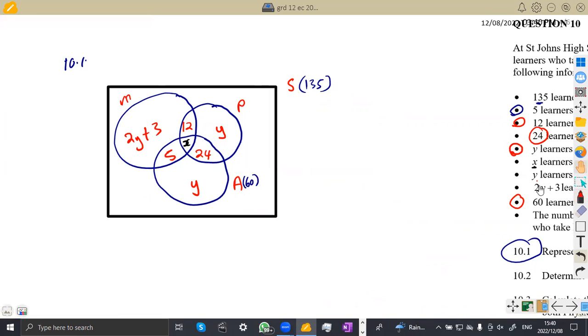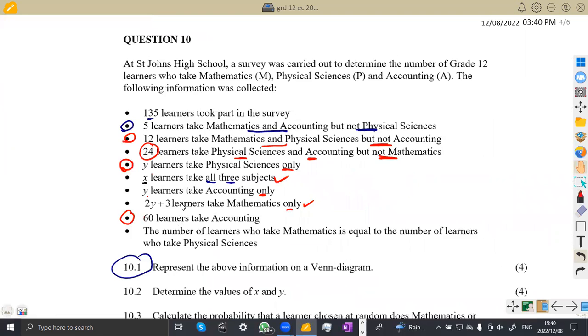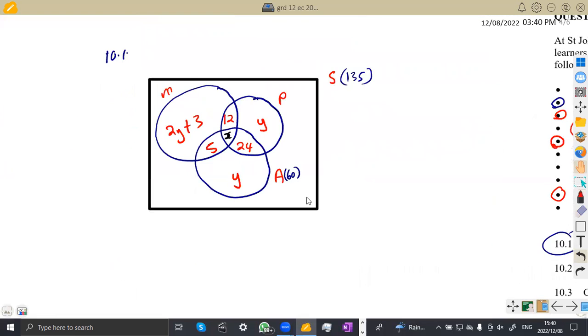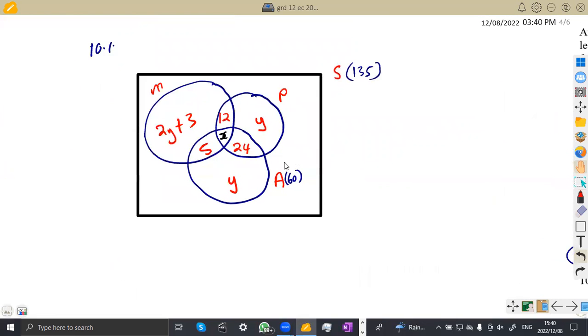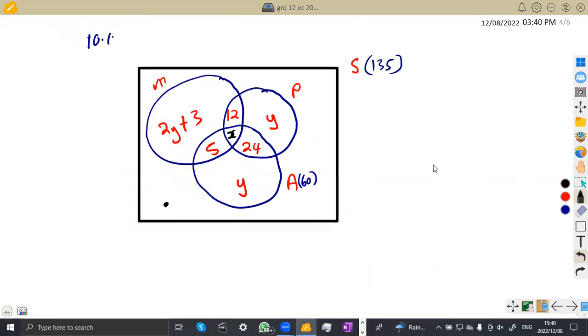Okay, so with the information that we are given here, we have managed to substitute everything in place. Is there anything that we do not have? So you just have to leave your answer like that, because that is the only information that you have. For the meantime, we can't even determine those who are outside, who do not take maths, physics, or accounting. Those ones, we do not know them at the moment. So just leave it like that. All right, so that was 10.1.